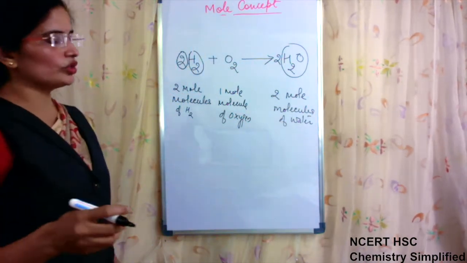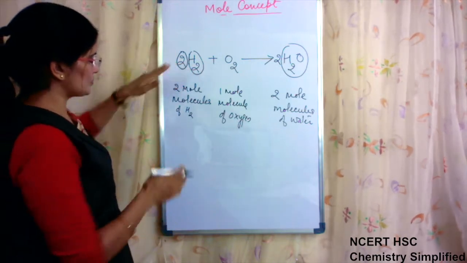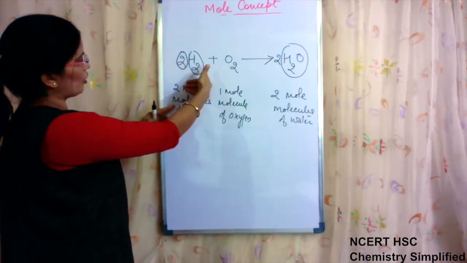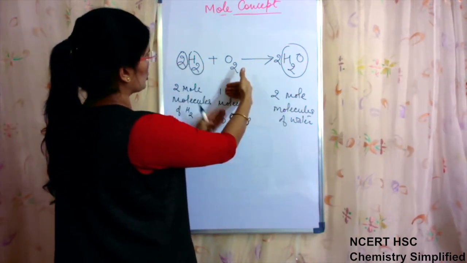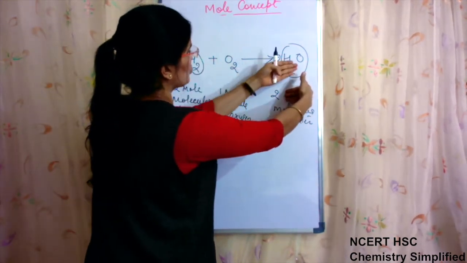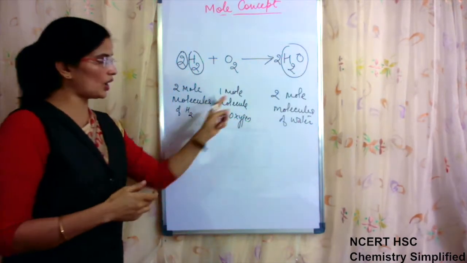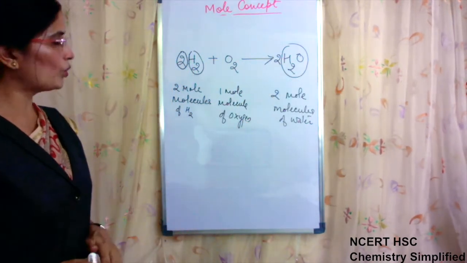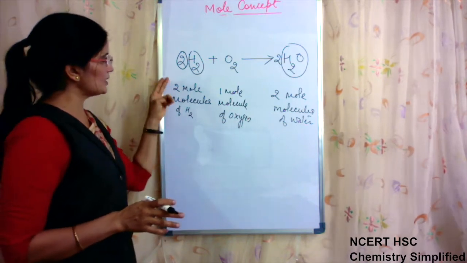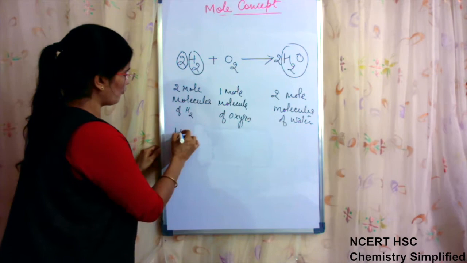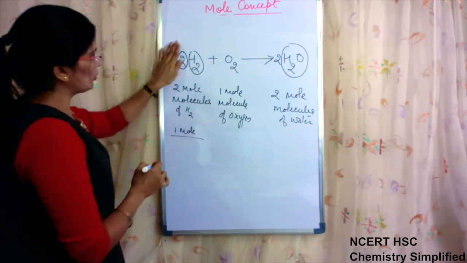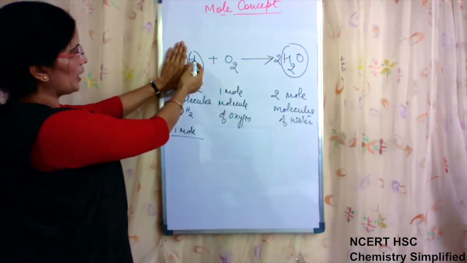If we would not have talked about mole concepts, we would simply have written 2 molecules of hydrogen combining with 1 molecule of oxygen to give 2 molecules of water. But now we have to talk in mole terms. When we write it as 2 mole, that means when 1 mole of any substance is there, 1 mole of this hydrogen had been there.